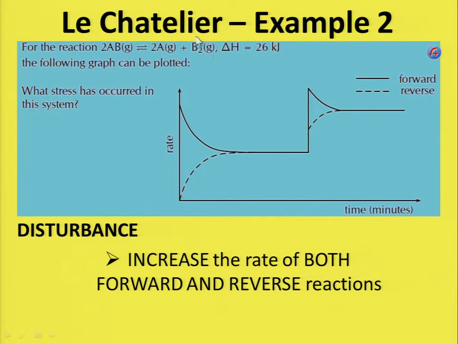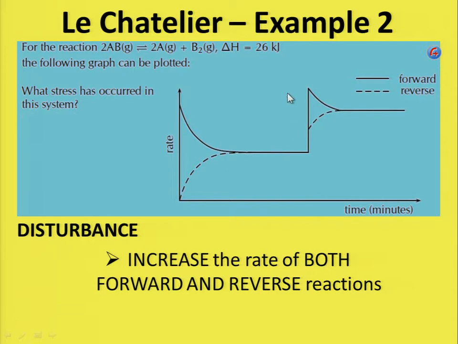Example 2. For this reaction, delta H is 26 kilojoules. That means the forward reaction is endothermic. Now they ask you, what stress has occurred in the system?